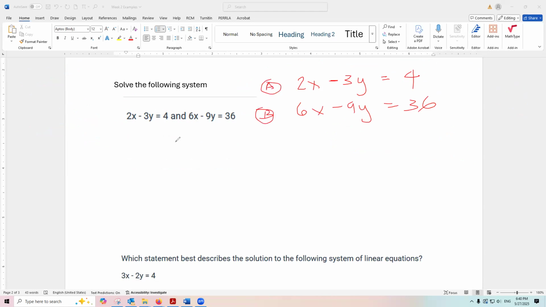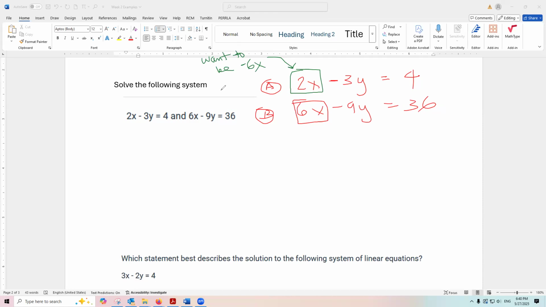All right, I'm going to use the elimination method here. We can either eliminate x or y. That's up to you. Let's eliminate x. I'm noticing the bottom equation has a 6x. What I'd like to do is get this top equation to be a negative 6x, because that would cancel out the positive 6x in equation B.